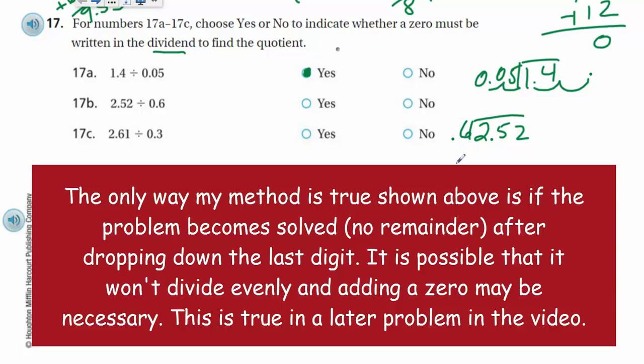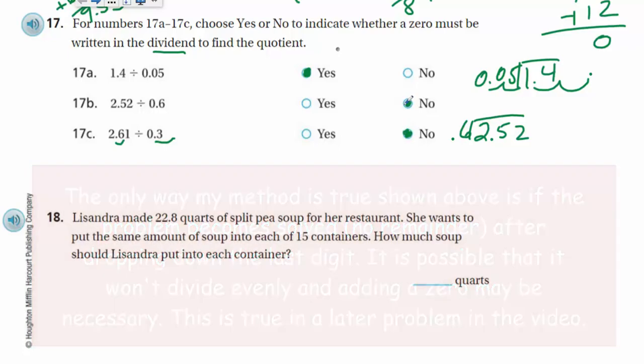Okay, starting to see the pattern now? No, we don't need to. So we actually just look at the dividend, see how many decimal places. Here it's going to move 1 time. So that decimal place is going to be 1 time over here. So we will not need any zeros here either. Yes, no, no. That's the pattern.